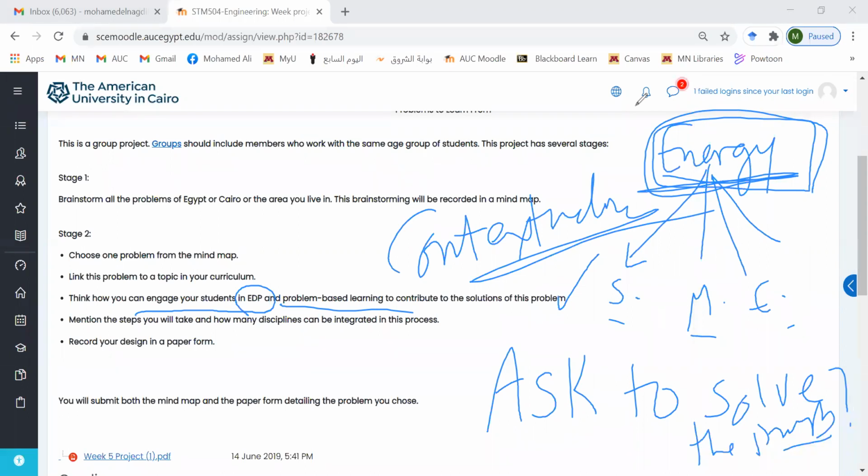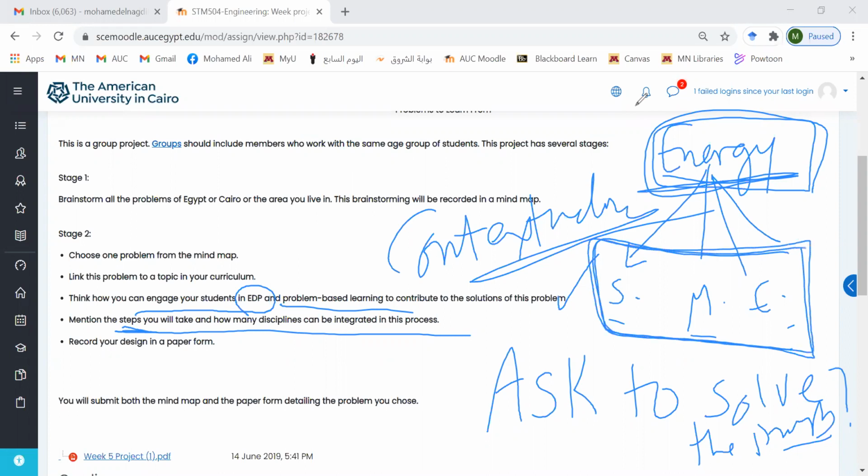And after you do this, you'll find yourself doing the fourth thing, which is the steps. You mention the steps that you will take and how many disciplines can be integrated in that process. So you are going to tell us we are going to follow the engineering design process, which is so and so. And for the students to solve this problem, you are going back to tell us the different disciplines or subjects that are involved, that you have done in step number 2, and then write all this in a paper, in a document.